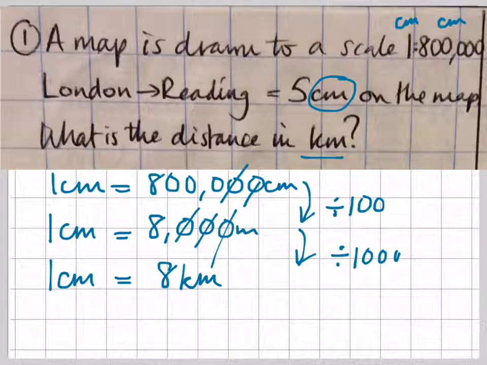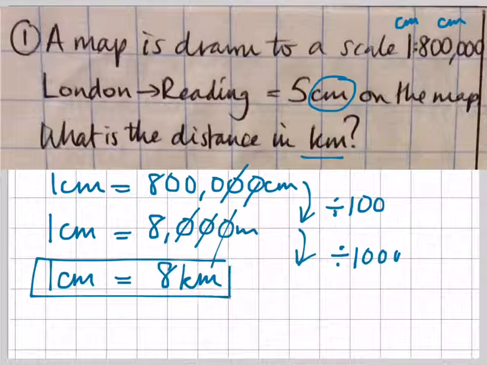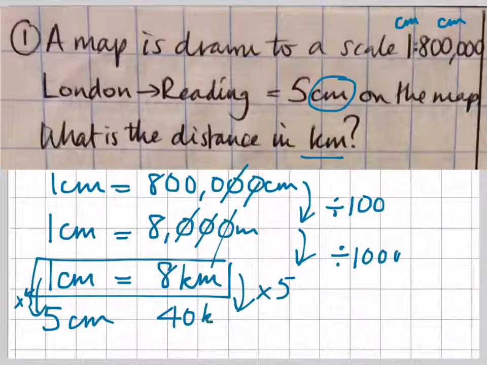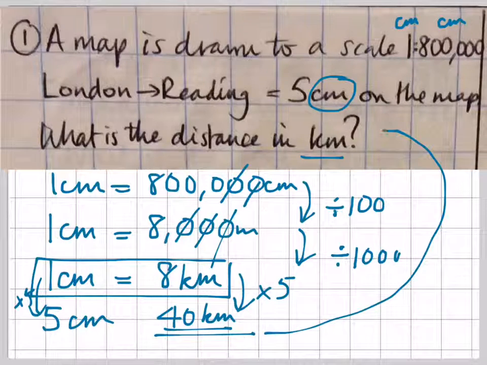Now back to the question. London to Reading is 5 centimetres on the map. What's the distance in kilometres? So if 1 centimetre is 8 kilometres, 5 centimetres, here we times by 5, would give us this number times by 5, which is 40 kilometres. And that is your answer to the question.